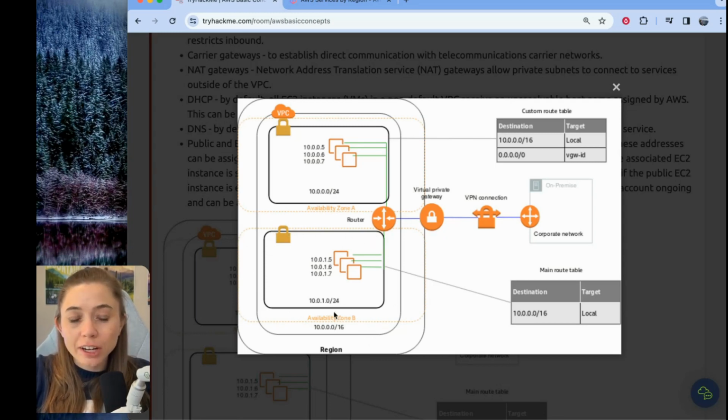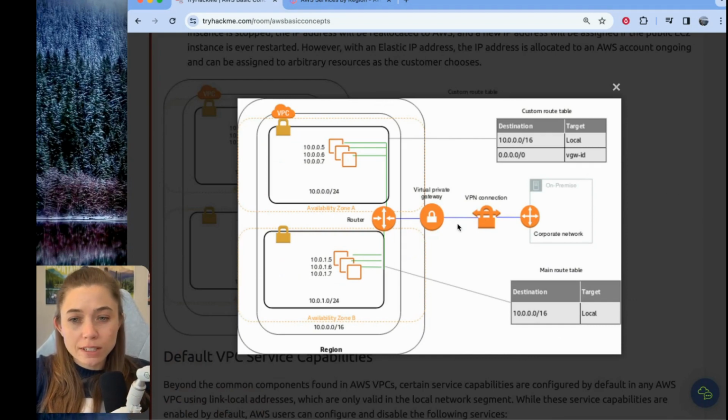And this lock here probably indicates that these are private subnetworks, and the subnets are in different availability zones, which is a very common architecture. And then within the subnets is where the EC2 instances are running. And then it talks about a virtual private gateway and using a VPN connection. So that's just an example. It doesn't really have a lot of detail, but that's some of the components you're seeing there.